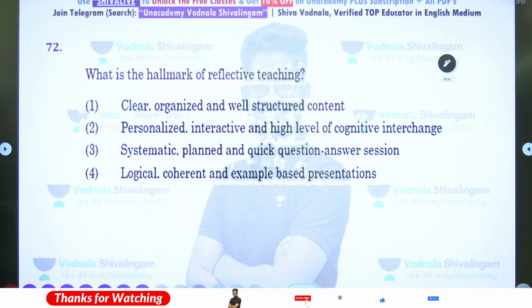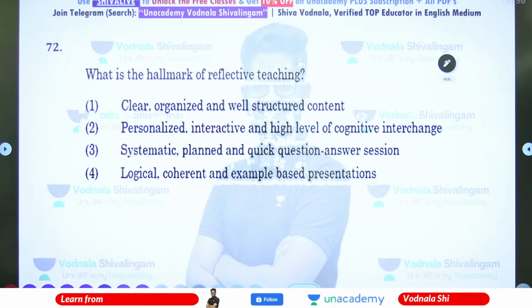What is the hallmark of reflective teaching? What is the hallmark of reflective teaching?